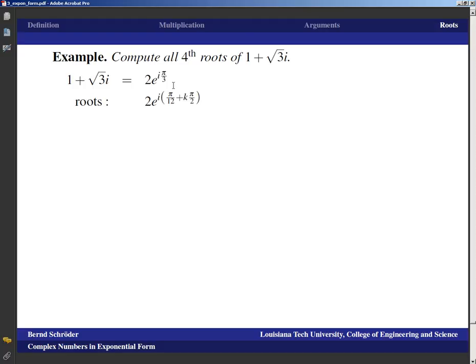And the roots of this thing now are 2e to the i times pi over 12 plus k times pi over 2, 2 pi over 4, right? And that is 2 times cosine of pi over 12 plus k pi over 2, plus 2i sine of pi over 12 plus k times pi over 2.